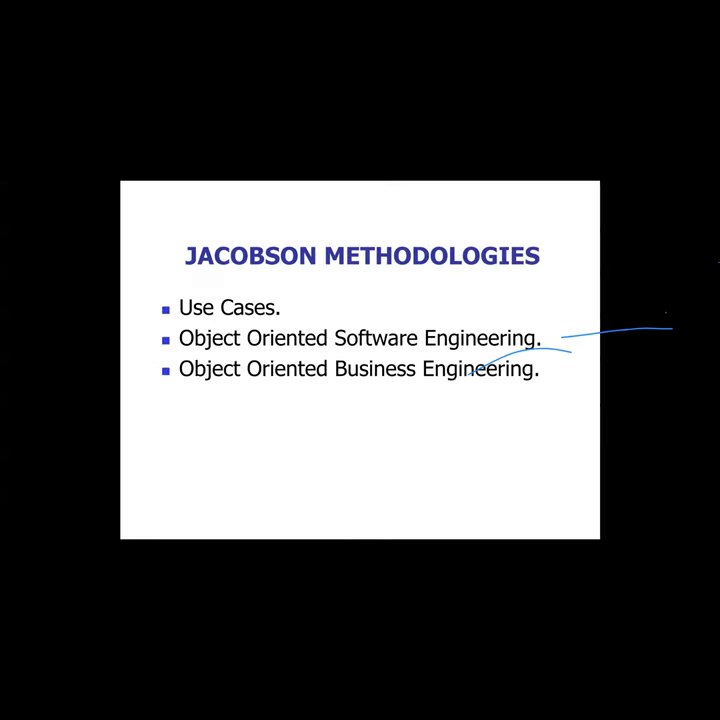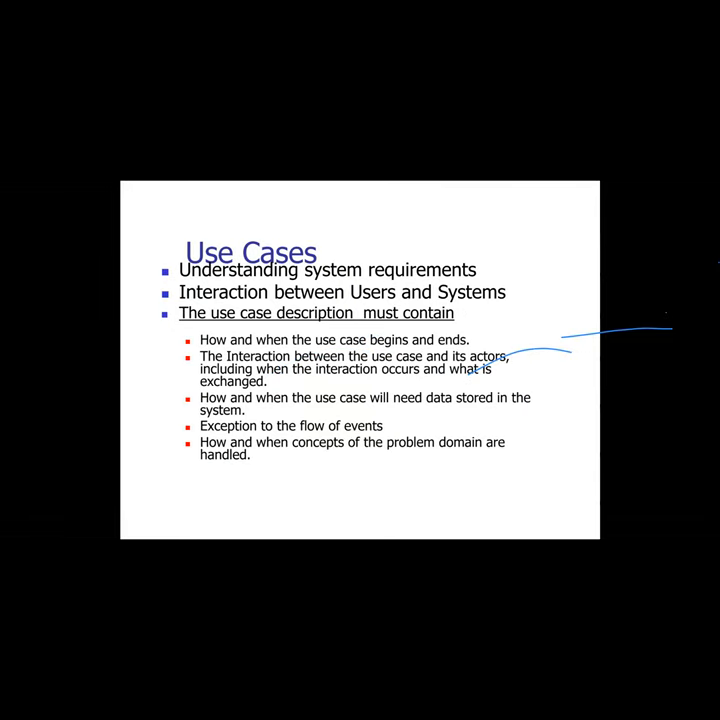Ivar Jacobson is a scientist. He worked at Rational Rose Software. He proposed use case models and the OOSE and OOBE concepts. These use cases are nothing but a way to easily represent the use cases of any project using use case models. The model is very simple. We have the stick figure. All the human beings or stakeholders are represented using stick figures, and the systems and functions are represented using oval symbols. The interaction between the human being and the system functionalities is represented, and associations are mentioned.